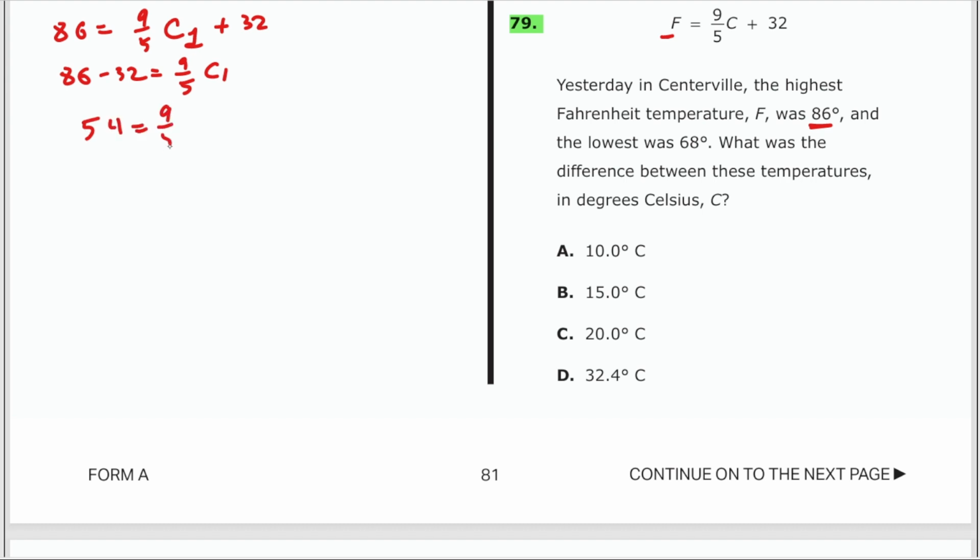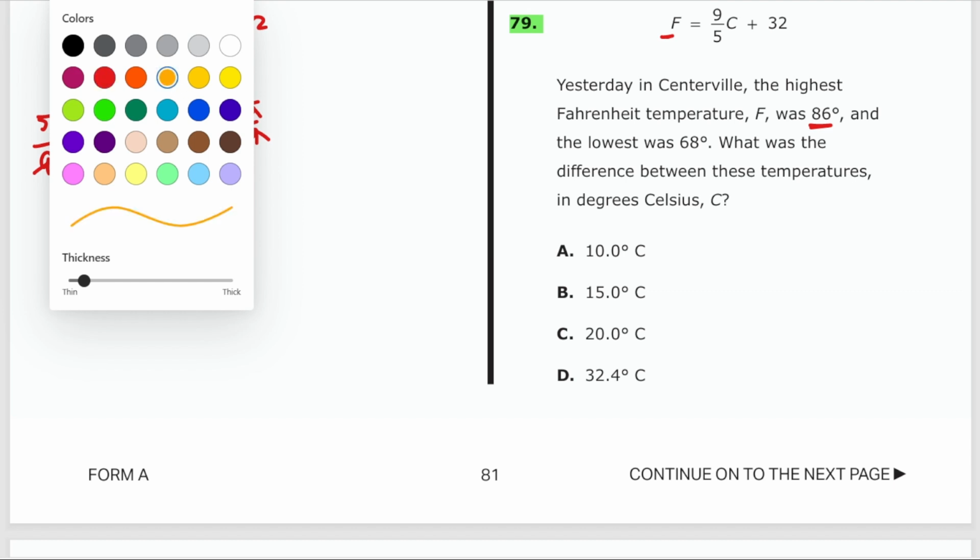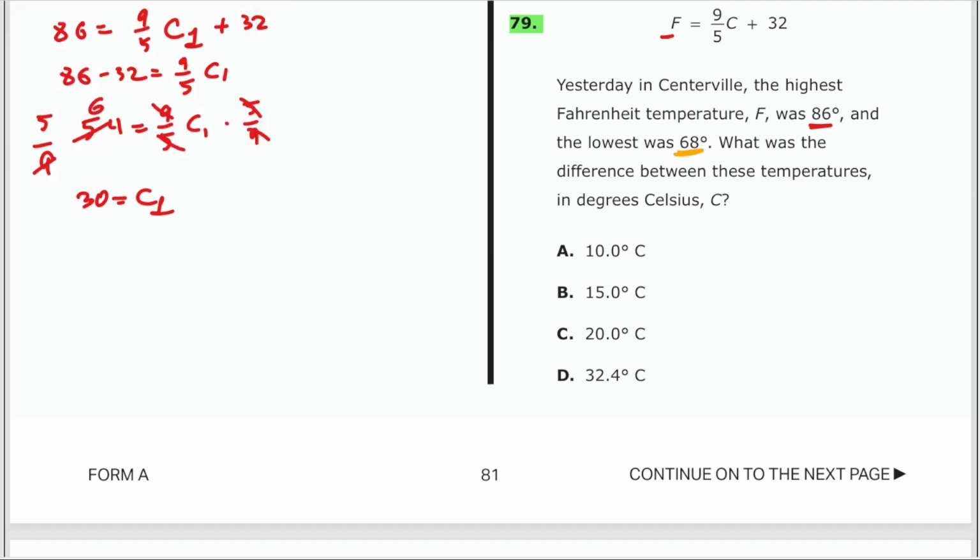is equal to 9/5 C1. Now you've got to multiply everything by 5/9. You think that you're a total pro while you're doing this, by the way. Okay, so cancel this out, that's 6. So 30 is equal to C1. You're then going to proceed to finding the 68 in a similar fashion.